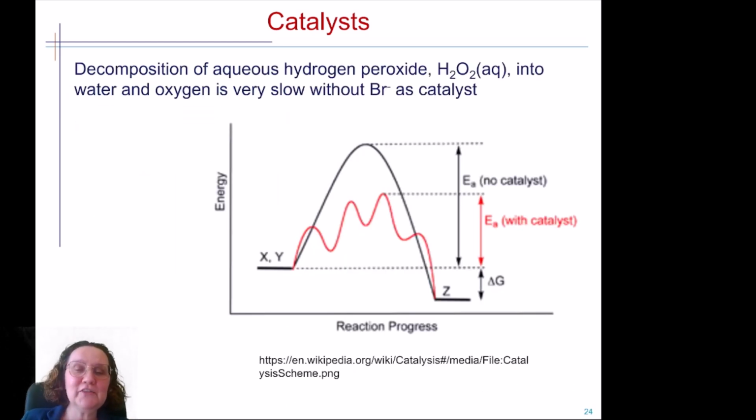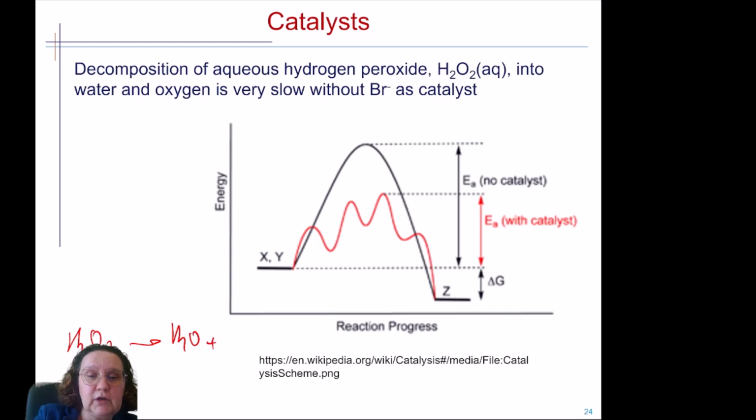Okay, in the previous slide there was an artist's impression of how a catalyst looks. Now let's put a diagram of how that might actually look in a more scientific, chemical way. This is an example of the decomposition of hydrogen peroxide, H2O2. H2O2 decomposes to produce water and oxygen. The reaction is thermodynamically favorable. This reaction is spontaneous. It's just extremely slow.